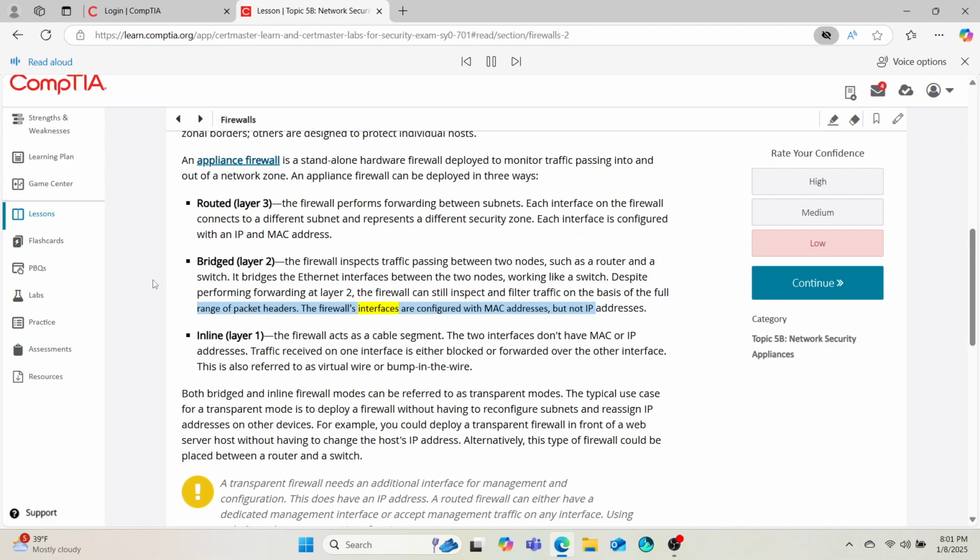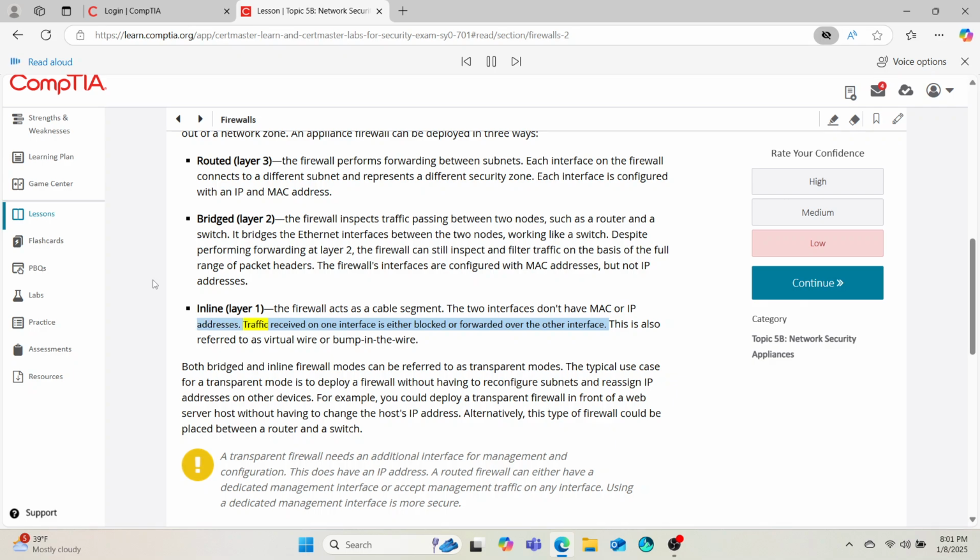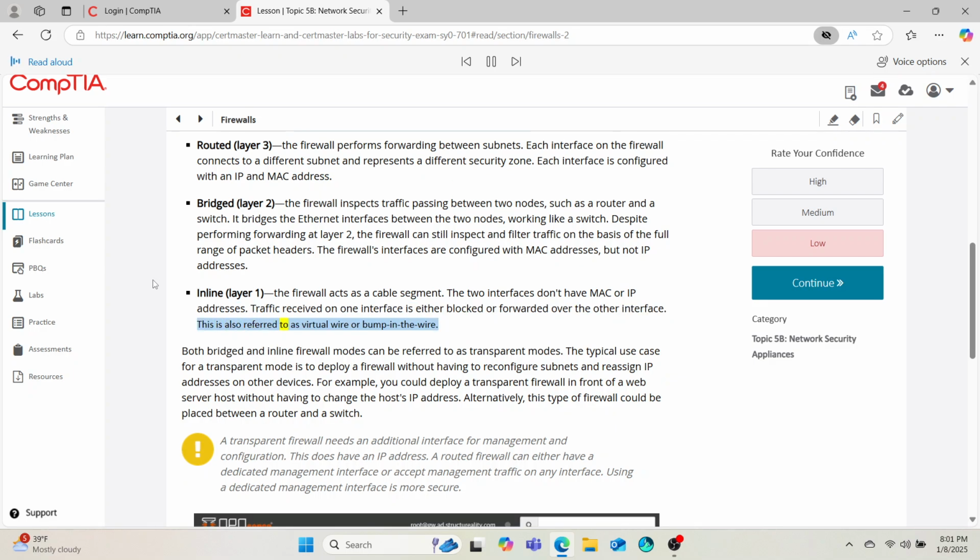The firewall's interfaces are configured with MAC addresses, but not IP addresses. Inline Layer 1: the firewall acts as a cable segment. The 2 interfaces don't have MAC or IP addresses. Traffic received on one interface is either blocked or forwarded over the other interface. This is also referred to as virtual wire or bump in the wire.